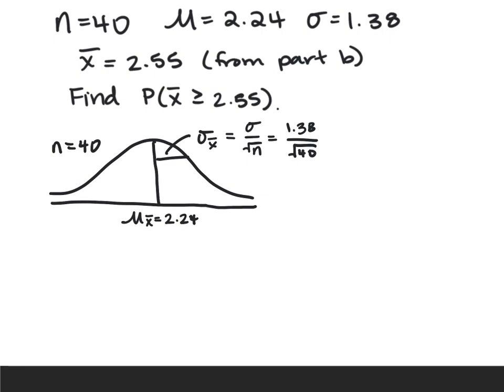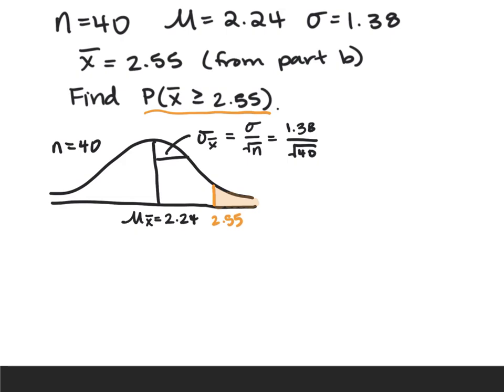Okay, and now in order to shade the area that I'm trying to find, because remember, area and probability are the same, I want to mark 2.55. That's going to be somewhere to the right of 2.24 because it's a bigger number. I want that value or more, so I'm going to shade to the right. So that's the area I'm looking for.